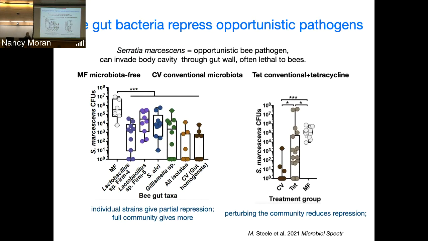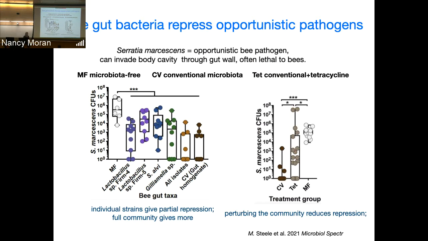And it seems to be through direct suppression in part. So here's a graph where bees with different combinations of bacteria, so microbiota-free, have a very high level of Serratia in the gut. And then with single strains of the gut microbiota, even single strains one by one have some inhibitory effect, but all of them together have more of an effect. And this is the full gut homogenate, the full diversity, and it has a more protective effect. And then over here, if you compare conventional and microbiota-free, again you get this very big difference. If you perturb it with tetracycline, you get a reduction in the protection of the conventional one.